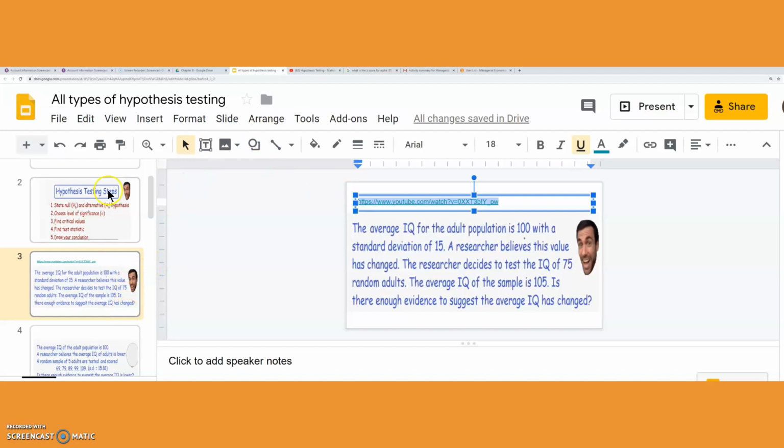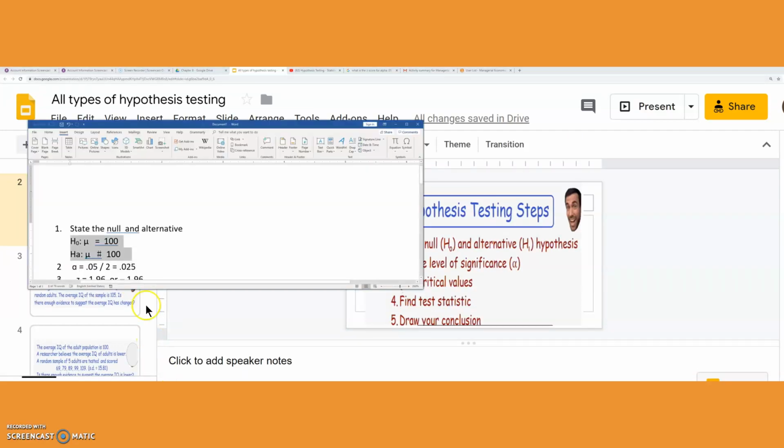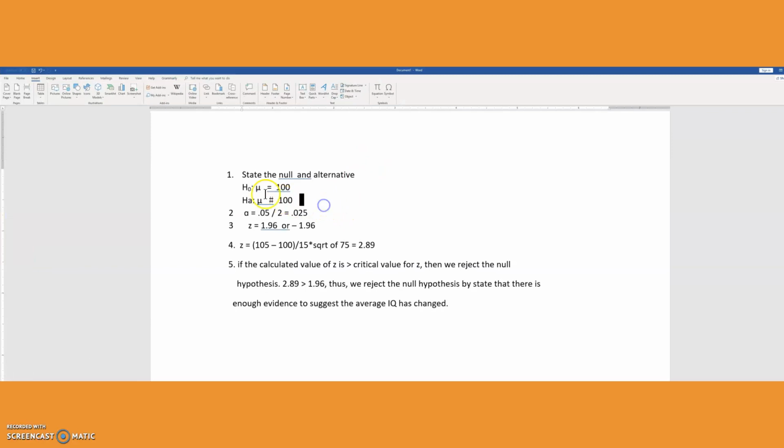So let's go ahead and take a look at those steps as we will see here. And we're going to use Microsoft Word quickly in order to show you how to do the whole thing. So first of all, I'm going to state the null hypothesis and the alternative hypothesis.